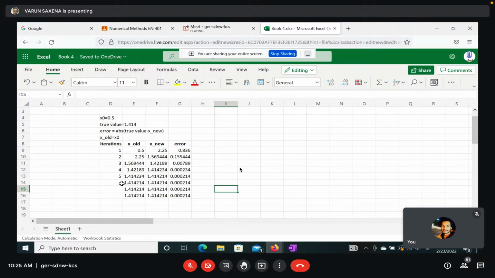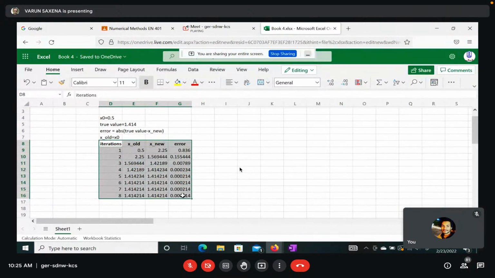And now you see 6th, 7th and 8th. Right? If you look at it now, there is just no change coming in the error. So this algorithm that we have used has converged to the value in the 5th iteration. Right? So this is your entire formula.